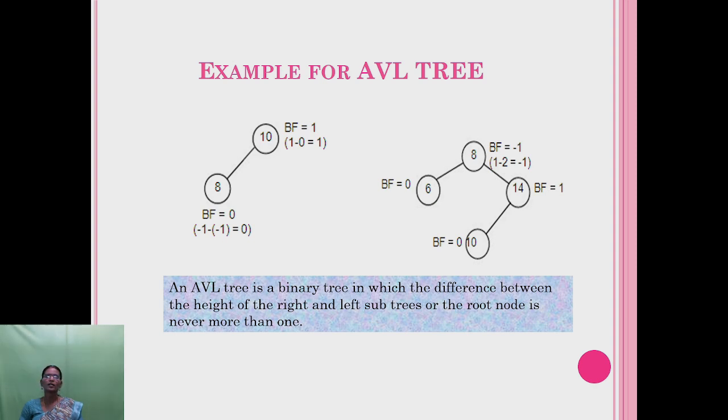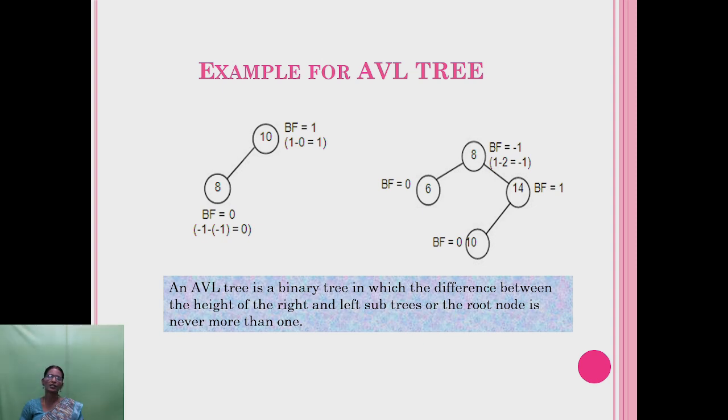Another one is 8. Here we have to find the balance factor. How do we find it? The left subtree has only 1 node, but the right subtree has 2 nodes, 14 and 10. So we compute 1 minus 2, and in total we get minus 1. We see that the balance factor values 0, 1 and minus 1 are all within the acceptable range. If the balance factors are within the range, then we can say this is an AVL tree.